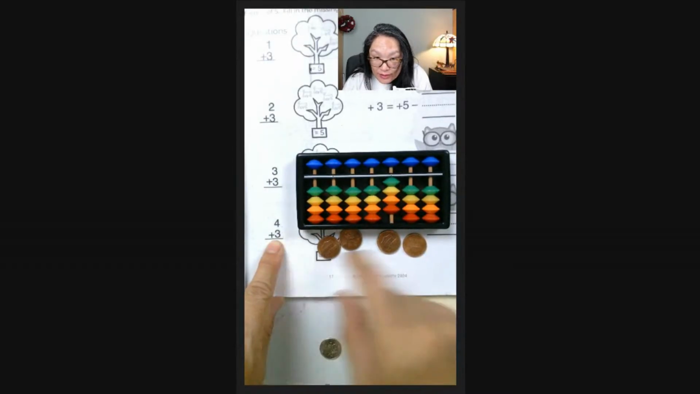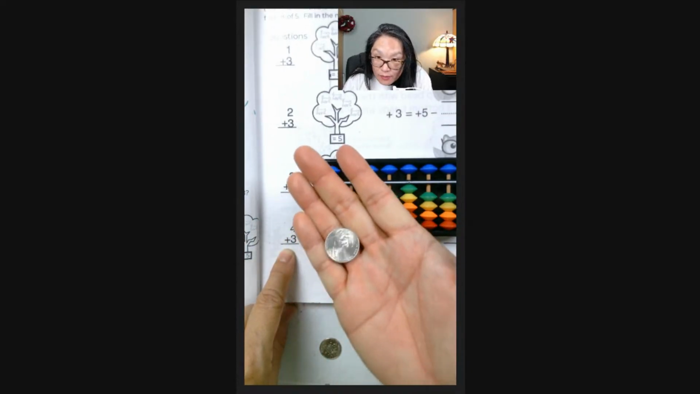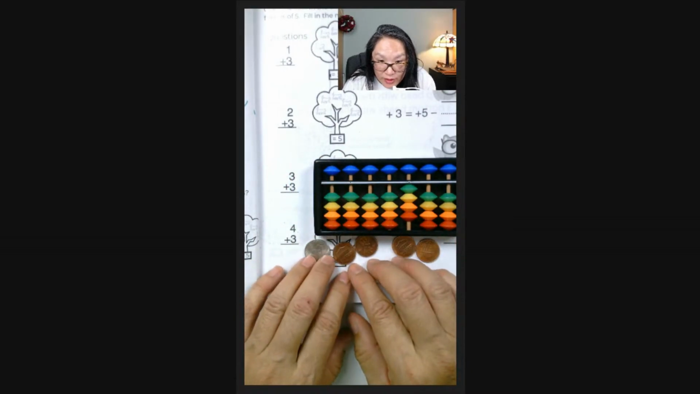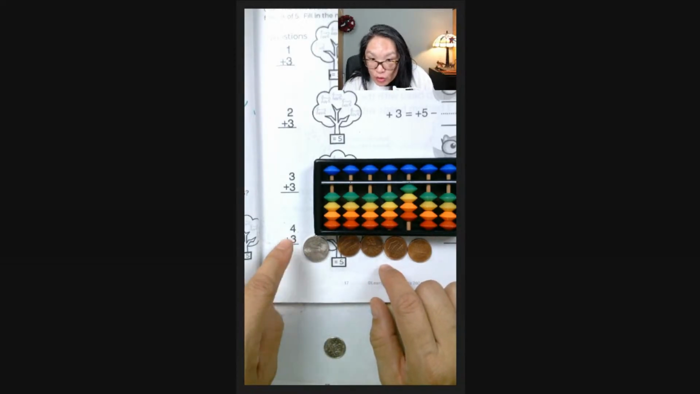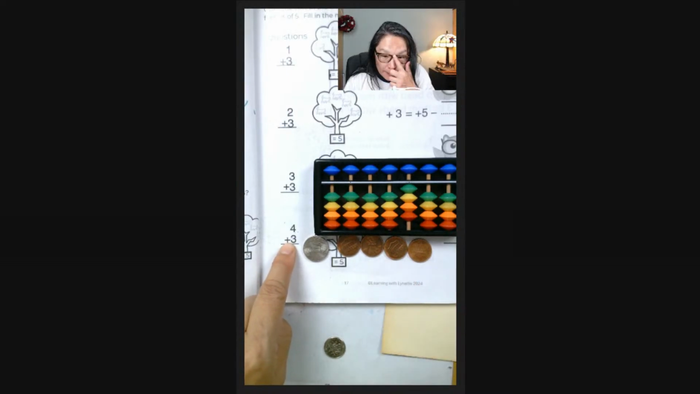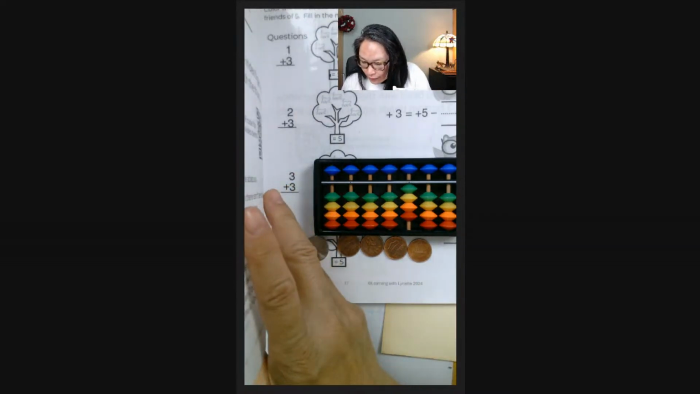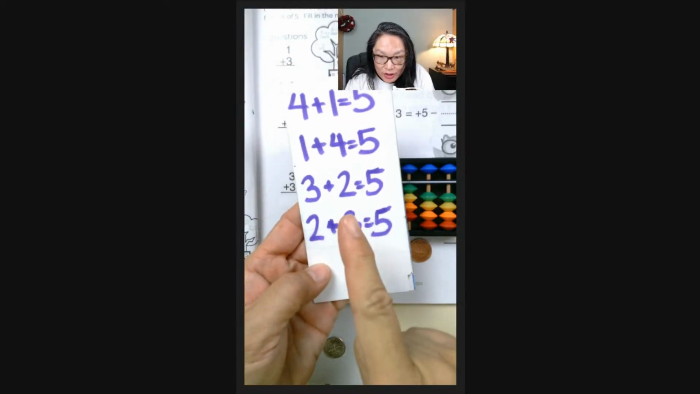I don't have any 3 cents. So what am I going to do? I'm going to give you my 5 cents. So what do I do, Kimber? What do you think I'm going to do? If I have 5 cents, but you only need 3, what do you think we should do? What is the partner of 3? The partner of 3 is what? 2. Yes, thank you, Queen.